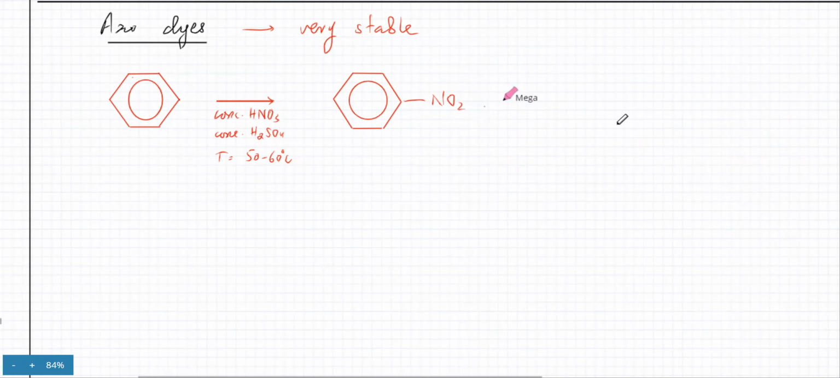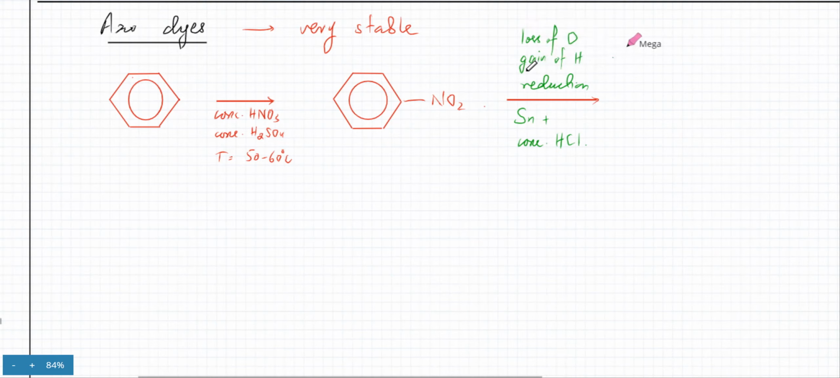The next step is you convert it into a phenylamine. The way it's converted into a phenylamine is that you reduce it, reduction happens. And the things that are used for reduction are tin plus concentrated HCl. Tin acts as the reducing agent. The NO2, what is reduction? Reduction is the loss of oxygen and the gain of hydrogen, and the gain of H atoms.